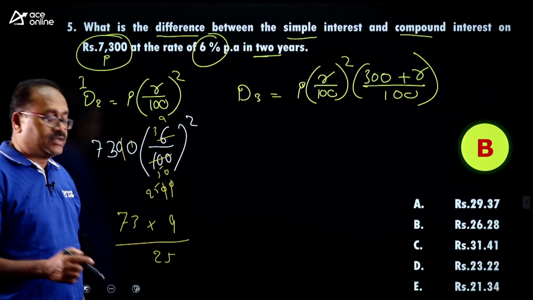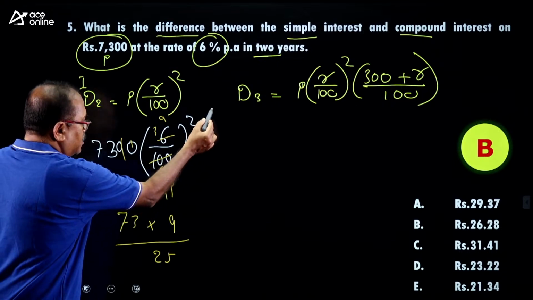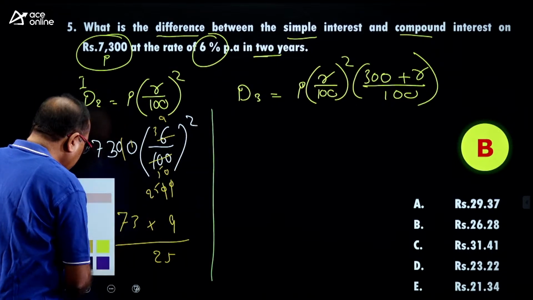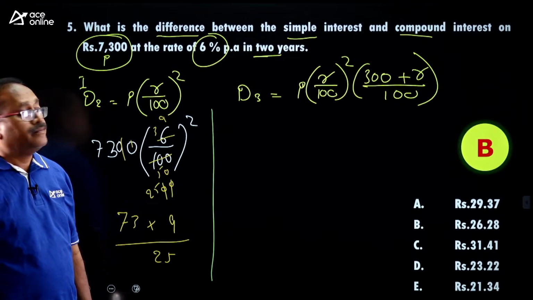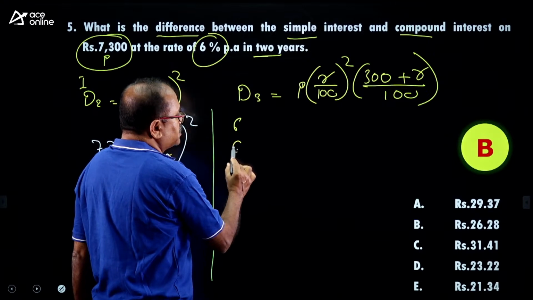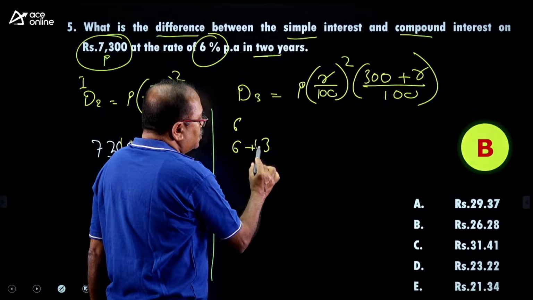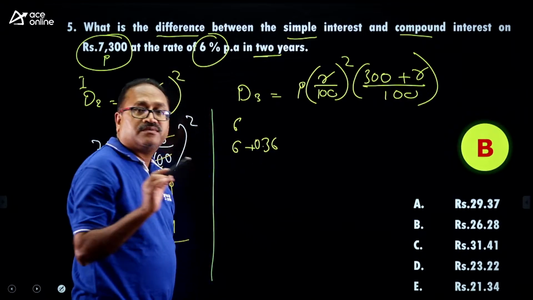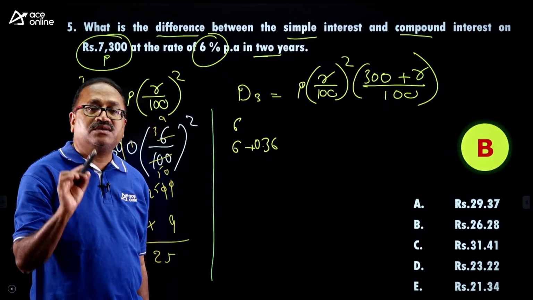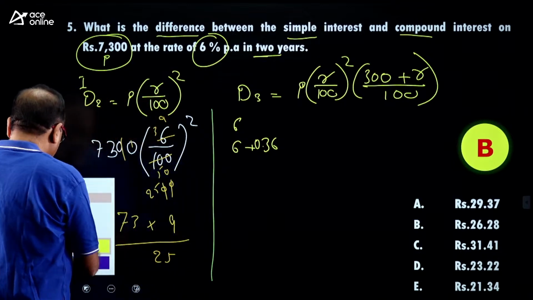That is one way to answer the question. What is the other way to answer the question? The percentage approach, which I recommend following. Here 6% for 1 year, 6% for the second year, plus 6% of 6%, which is 0.36%. This is the extra interest which comes in compound interest over simple interest.